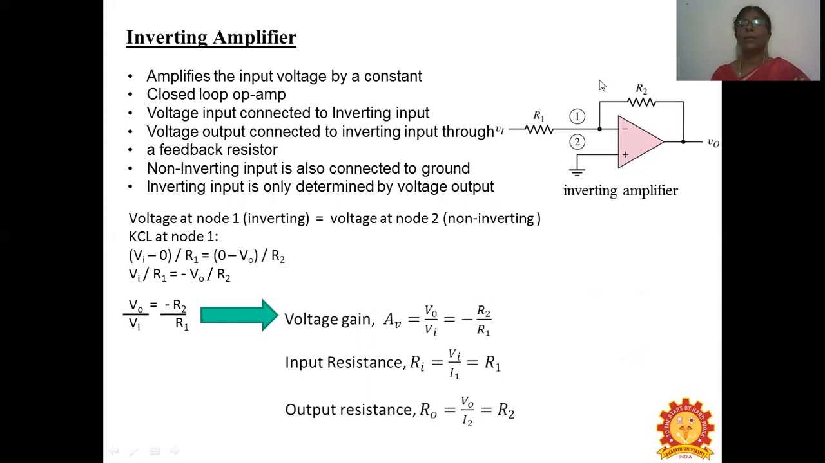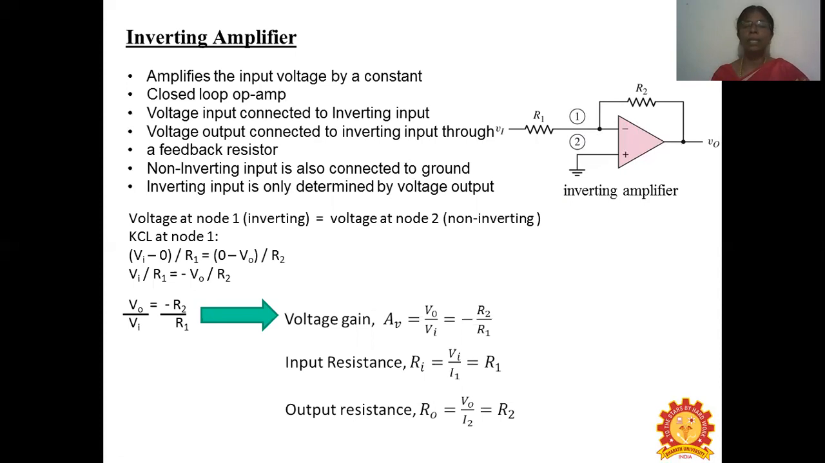This circuit also has one feedback resistor R2, and the non-inverting input terminal of the operational amplifier is connected to the ground terminal. So this circuit is also a closed loop circuit. Is it clear? The non-inverting input is connected to the ground position, and the inverting input is only determined by the output voltage.